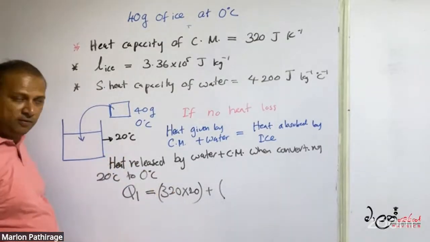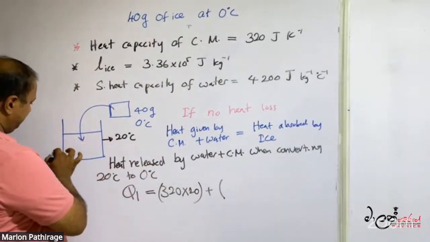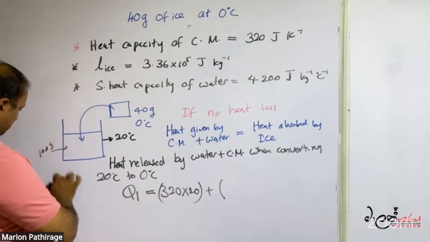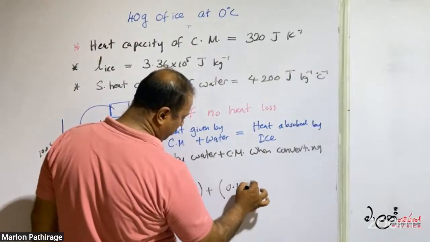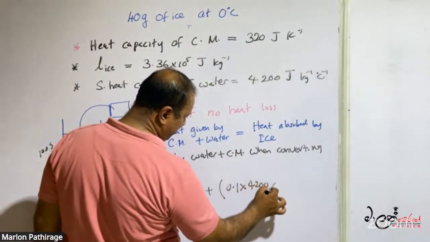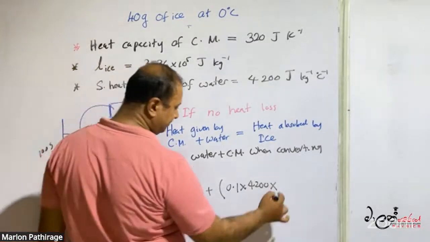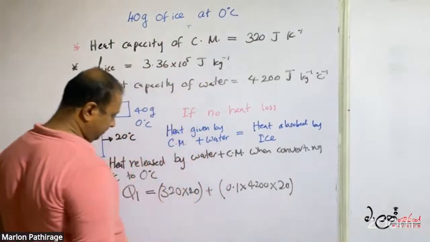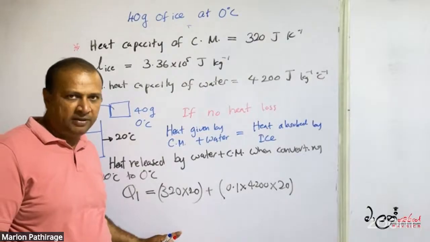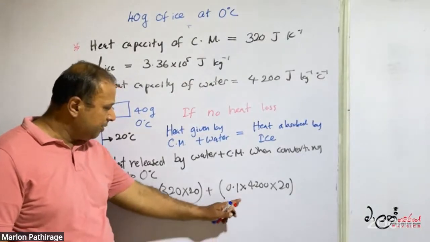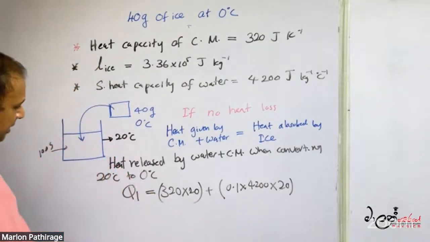Now the heat released by water. Again, that is 0.1 kg times 4,200 times 20 Celsius. This is the heat released when the calorimeter and the water are cooled down from 20 Celsius. Let's see how much it is.